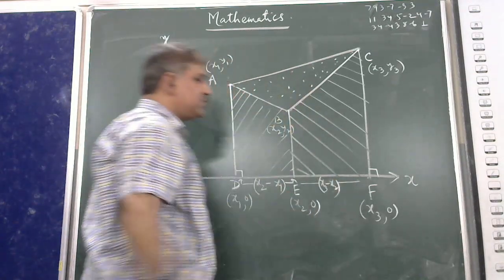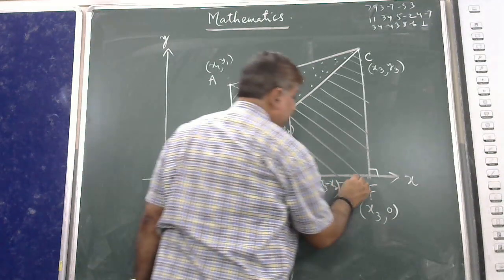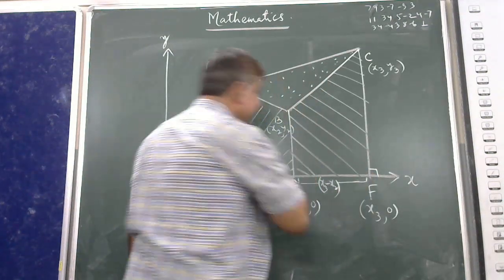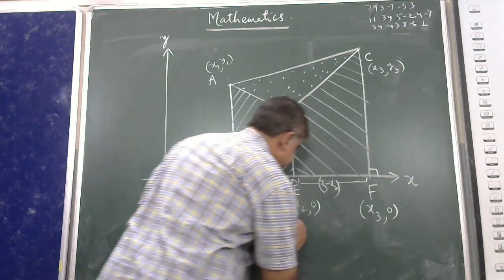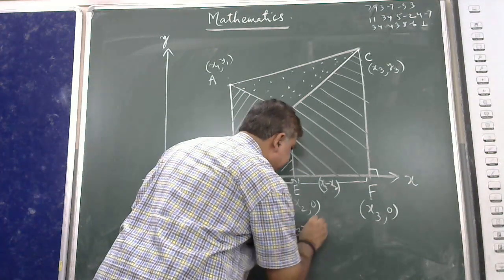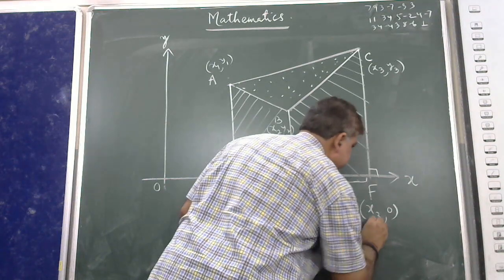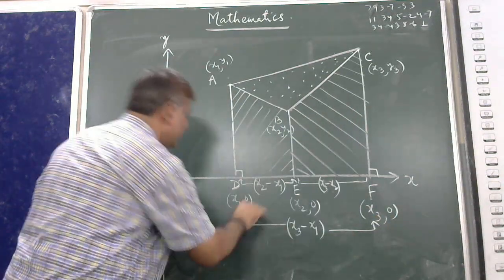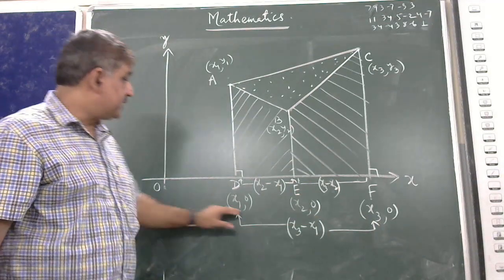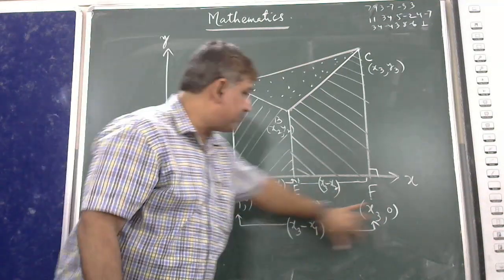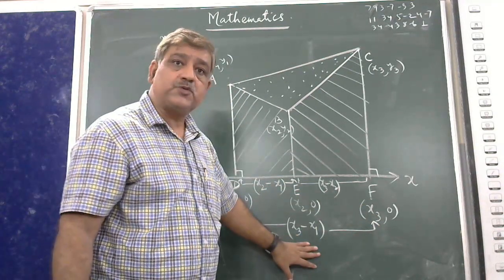x3 minus x2, just like EF. And again, if you calculate this length BF, this length will be x3 minus x1. This length EF, you can easily observe that this whole length is x3, this length is x1. So if we subtract it, we get x3 minus x1.